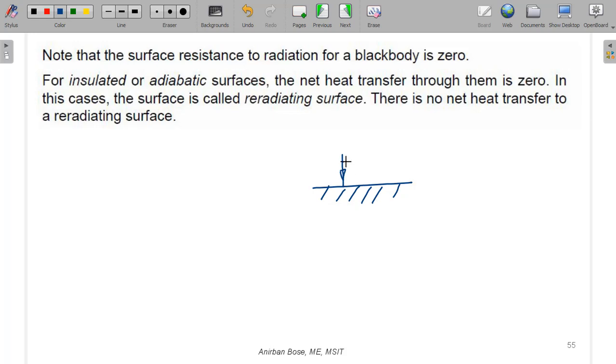Net heat transfer to the surface is 0, but it is not that this surface has 0 resistance. The surface has some resistance because of its emissivity and area, but there is no heat transfer to or from the surface, because it is adiabatic or insulated. That is why, with respect to radiation, this kind of surface is called a re-radiating surface.